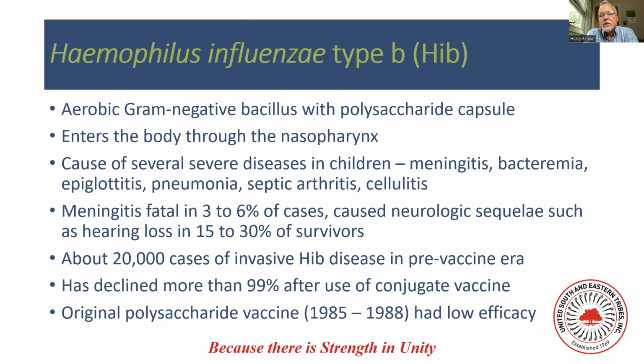I used to see a lot of this. We used to see cases of Haemophilus meningitis commonly. These kids were always hospitalized. It was fatal in 3 to 6% of cases, but about a third of the kids that had the meningitis were left with permanent hearing loss or some other neurologic problems. There were about 20,000 cases a year in the pre-vaccine era. It's declined more than 99% after the conjugate vaccines came out.